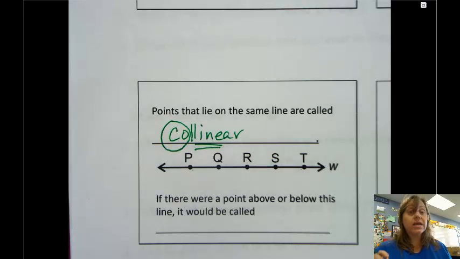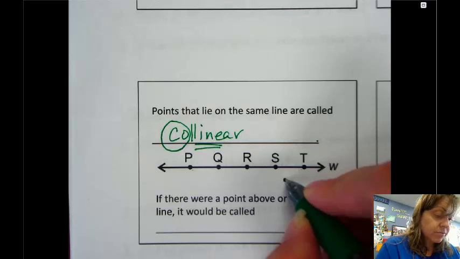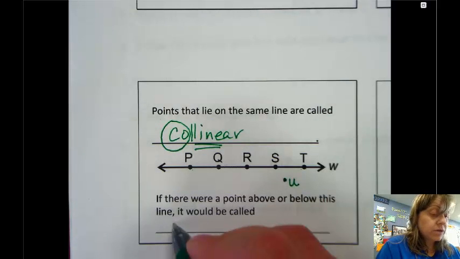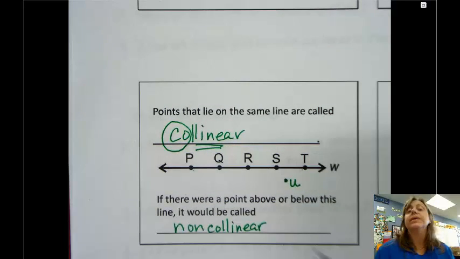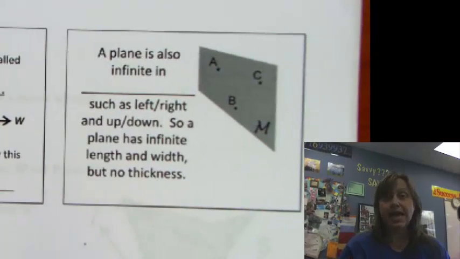Now, if there was a point not on the line, so maybe above it or below it, let me put a point right here and call it point U, then that point would not be collinear with the other points. So there's a name for that also, and it's called non-collinear. We're getting really, really creative. Non-collinear is just the opposite of collinear, means they're not on the same line. Non for not.